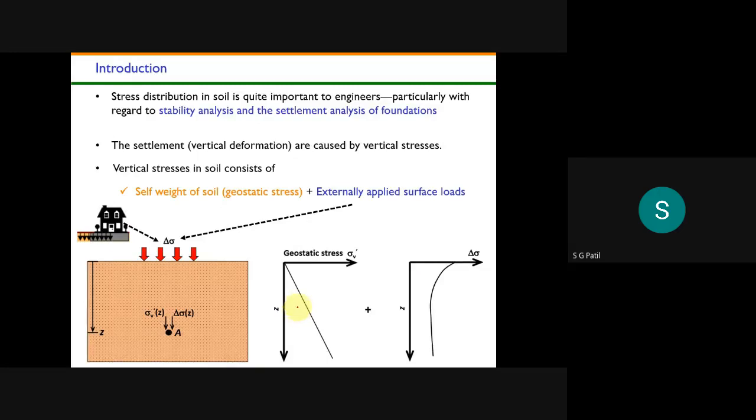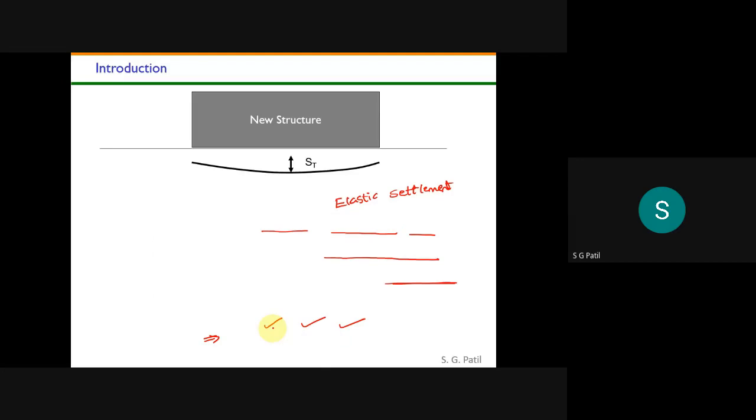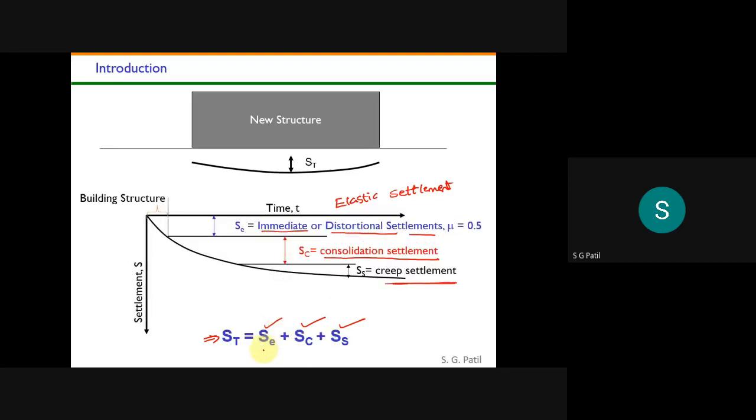To calculate the settlements, whether your immediate settlement, consolidation settlement, or secondary settlement, before calculating them you need to find out the increase in stress due to the structure. Suppose this is my ground level. Before constructing any structure, what stress do you have? You have only geostatic stress.